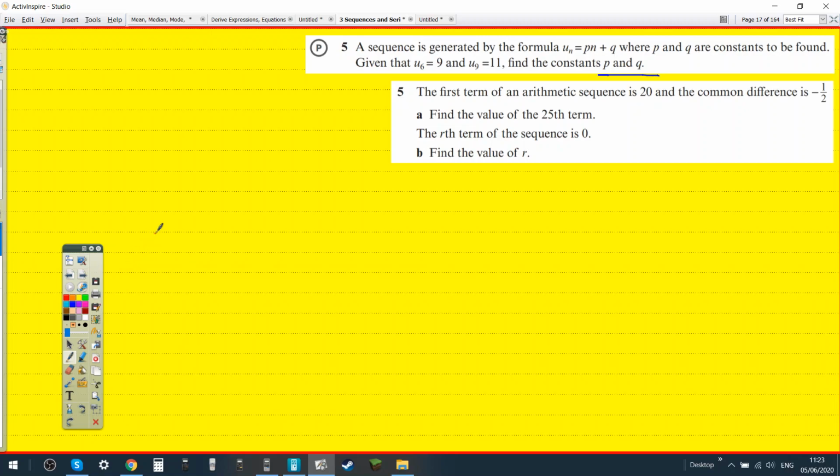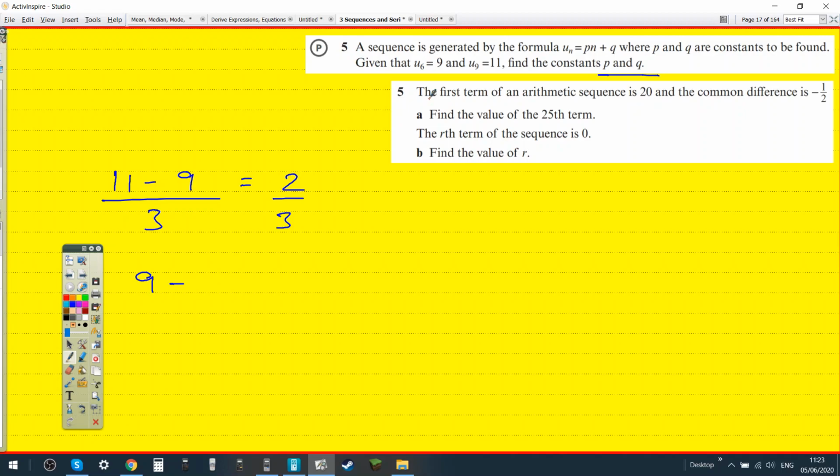So the difference between 9 and 11 is 2. Yep. And so would I need to do something like 2 divided by 3? Yep. Nothing wrong with that. 2/3. And then sub in. And then would I need to do like 9 minus 6 times 2/3 to get the first term?